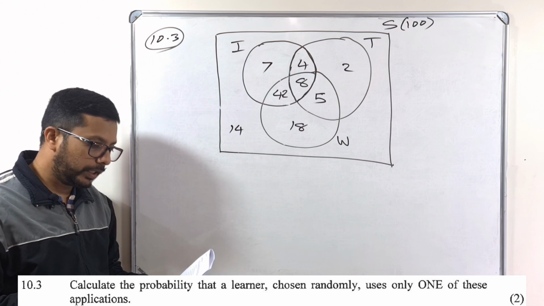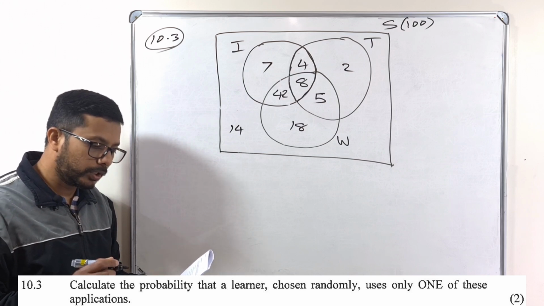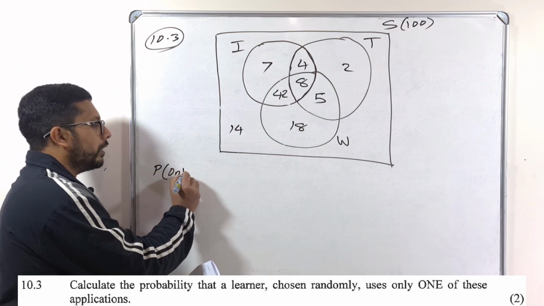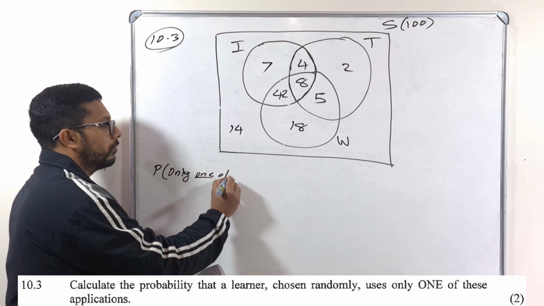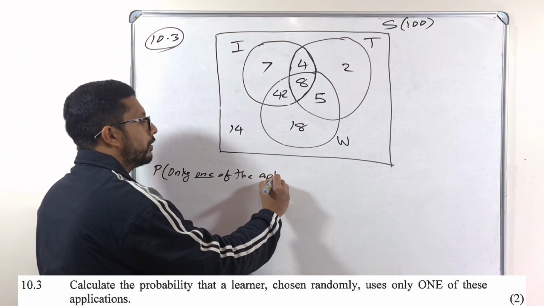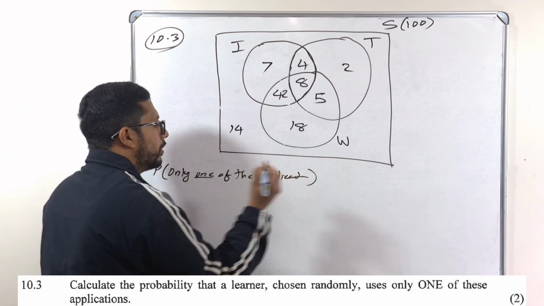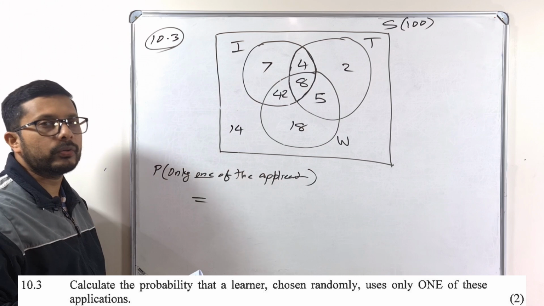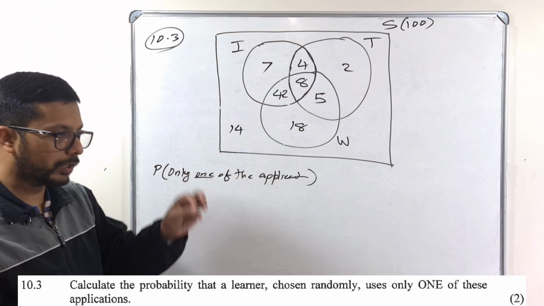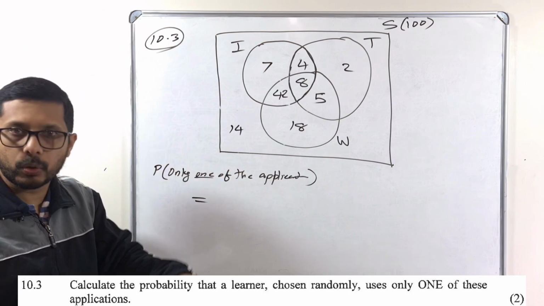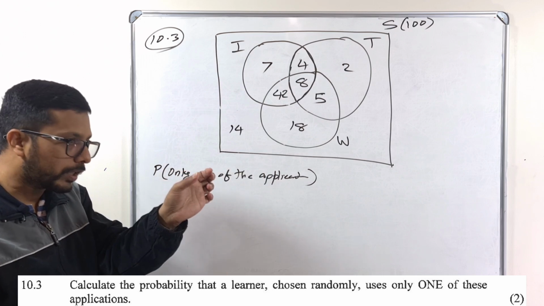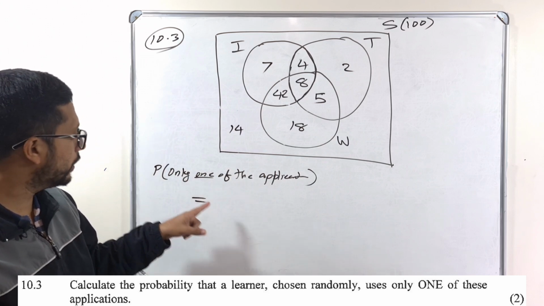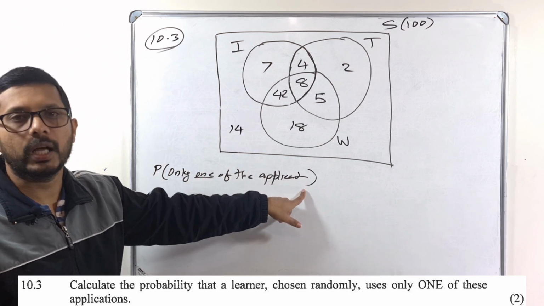Calculate the probability that a learner chosen randomly uses only one of these applications. That means the probability of only one of the applications. So you have to find the probability. Probability means the number of that outcome divided by the total outcomes, the number for that particular condition divided by the total number.